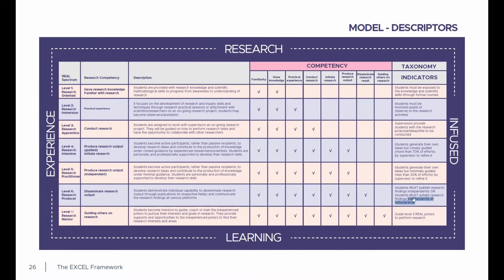This is the one that I mentioned. It's "or", it's not "and". So the student can publish their research findings, or the students can exhibit their research findings independently at national level. All right, so the students can go to a conference and present a poster, but they have to defend their own poster, not you presenting the poster for them. So the student has to present that poster. At level 7, guided. Level 3, junior REAL, to perform research.